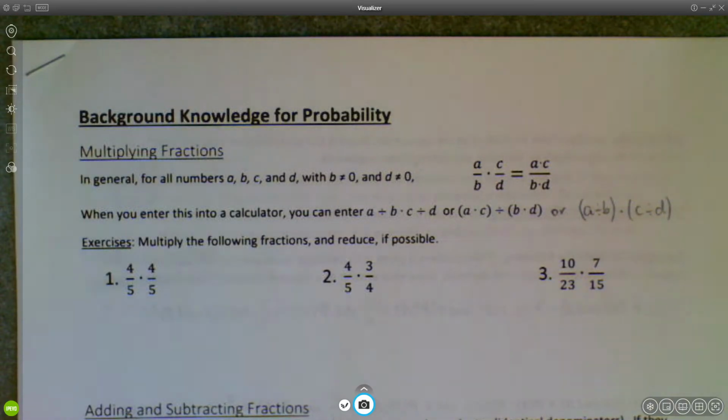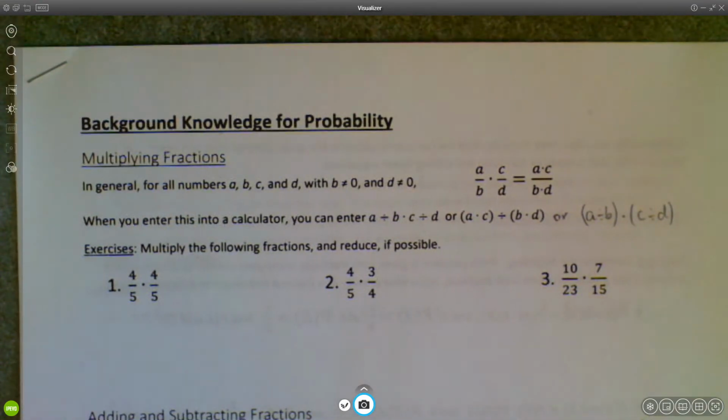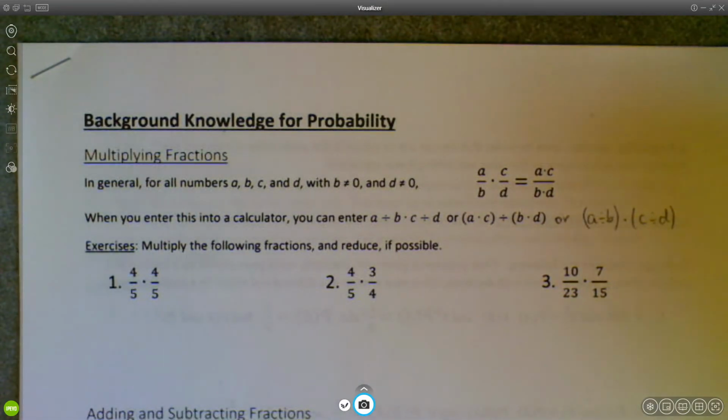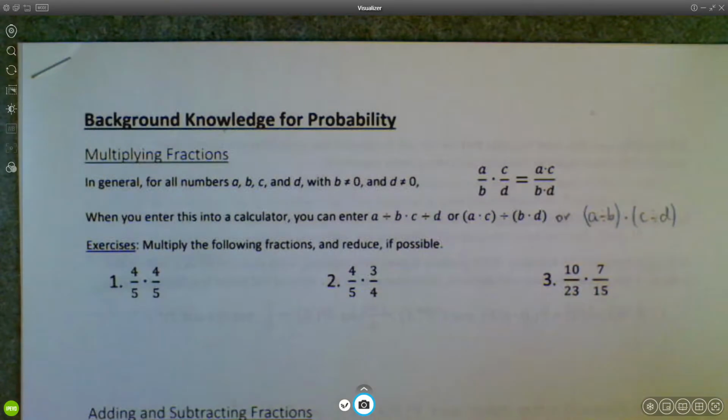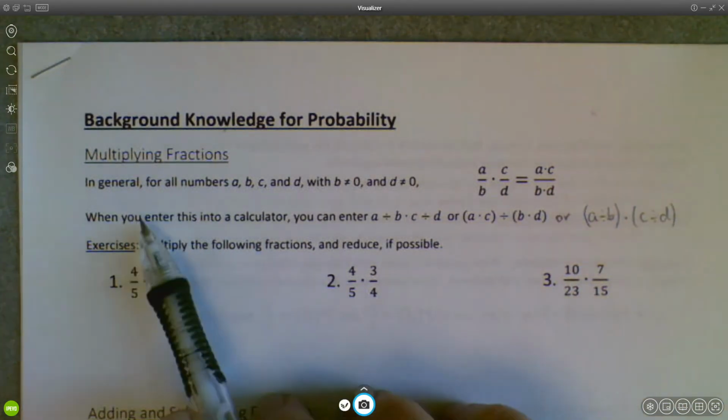Alright, let's talk about fraction operations. I'm going to show you how to do some of these things by hand, but for the most part, the emphasis is going to be on using calculators, and so I'll show you how to use calculators to do all these things. But it's helpful to know what's going on, so that might help you. It's helpful to know how to do this by hand, so that you know how to punch it into your calculator correctly. So here's how we multiply fractions.